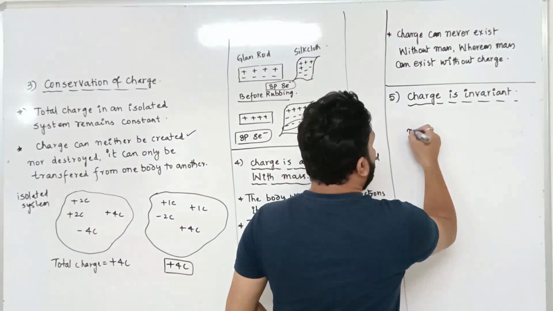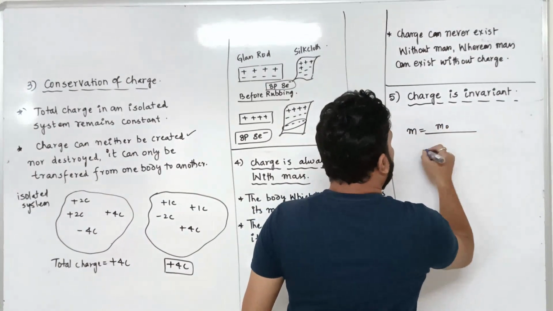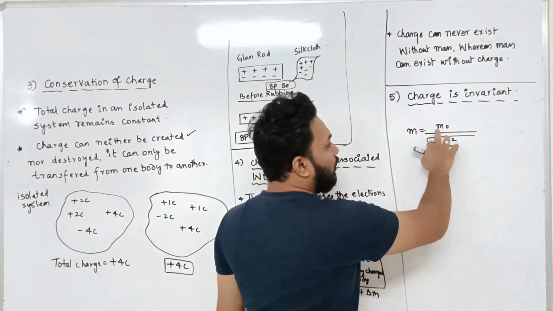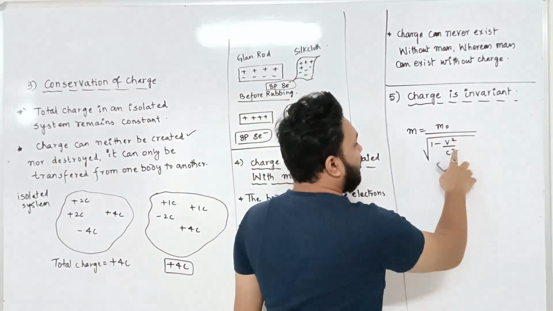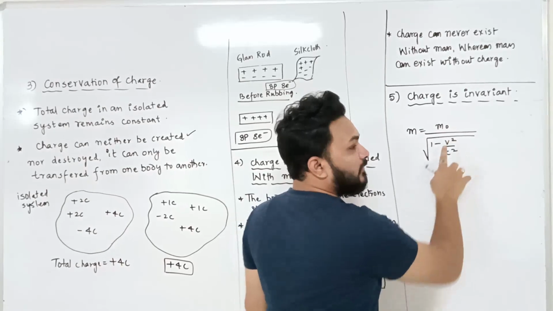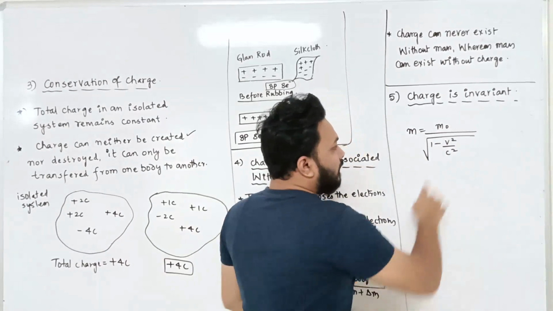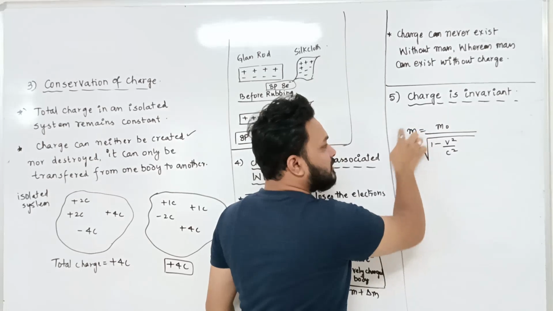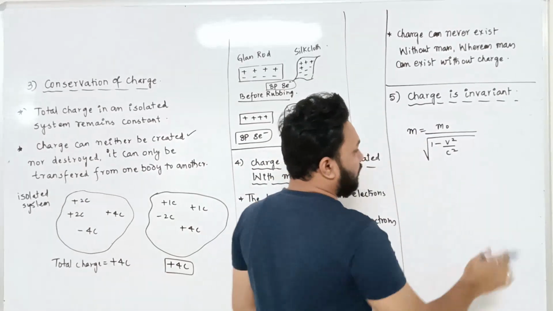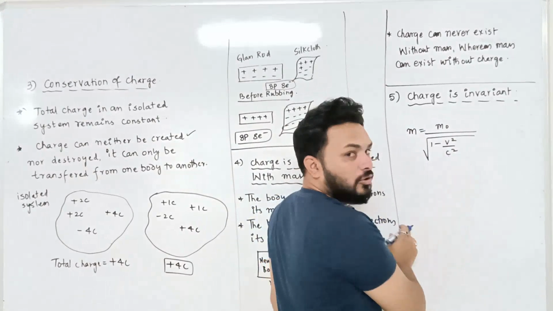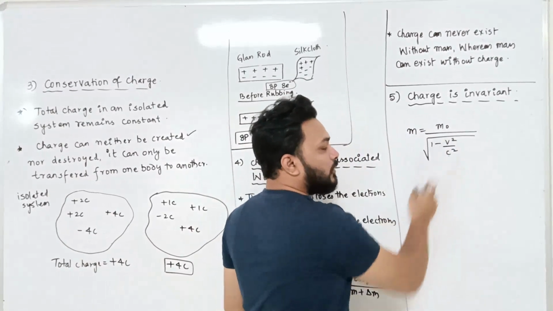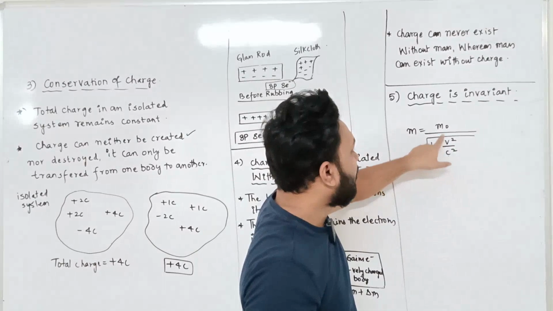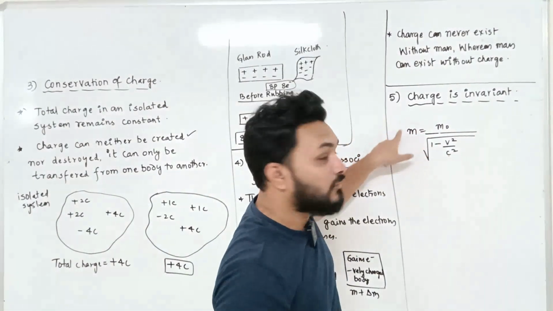Suppose we write one important equation, m equal to m naught divided by under root 1 minus v square divided by c square, where m naught is the rest mass, c is the speed of light, and v is the velocity of the body. Whenever this mass is moving at a speed comparable to the speed of light, the mass will change. What do you mean by this? Suppose c value is 3 into 10 to the power of 8. If you are moving with 3 into 10 to the power of 8 meter per second, this will get cancelled out. 1 minus 1 will be 0. It will be infinite. Your mass will become infinite.